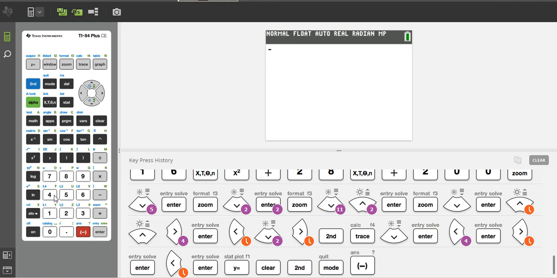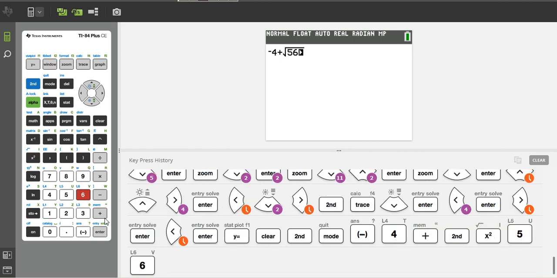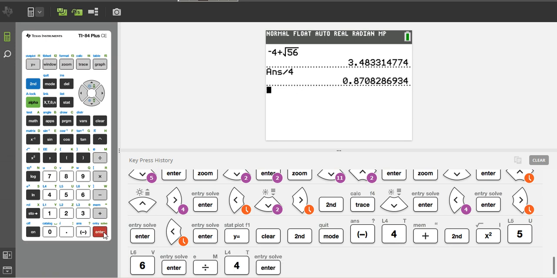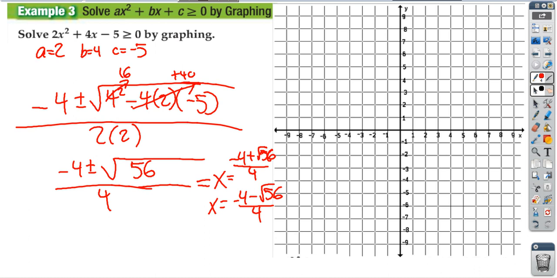So -4 plus the square root of 56 equals that, and then we divide it by 4, we would get 0.87. So there's our first answer right here. This number right here equals 0.87. So that means we're going to have a zero at 0.87, approximately right there.